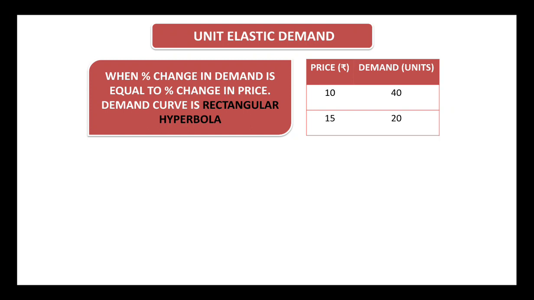And how does the demand curve look like? It looks like a rectangular hyperbola. So over here also we have taken the same example. So you see, the percentage change in the demand, when you calculate it, you can see this is your initial quantity, this is your new quantity, this is your initial price, this is your new price. You calculate it separately, you'll always find that the percentage change in the price is exactly equal to the percentage change in the quantity.